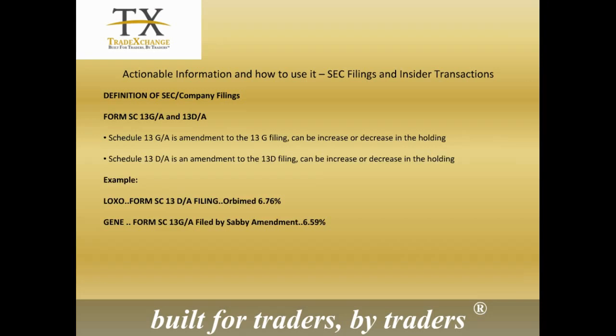So one of the things that we've been finding quite a bit recently, which is kind of an interesting thing, and some questions about this, is what's the difference? So we discussed the 13Gs. Obviously, it's over 5% passive. 13Ds, over 5% non-passive. And then you have your /As or amendments. It's pretty straightforward. It's an amendment to a previous 13G filing or 13D filing. Now, this can be an increase or this can be a decrease. Okay, it just depends on the situation.